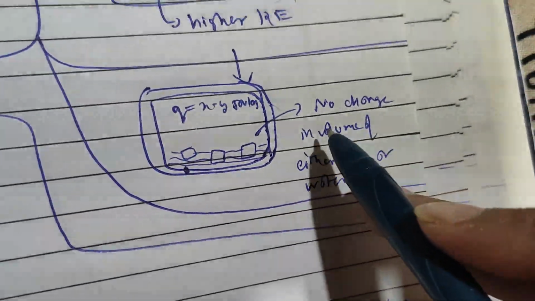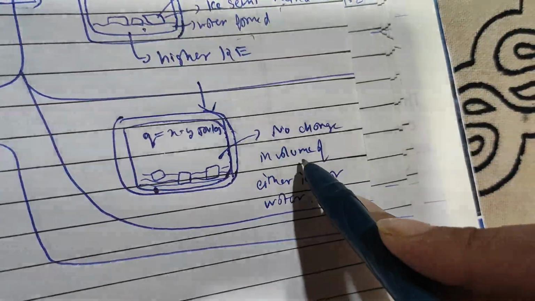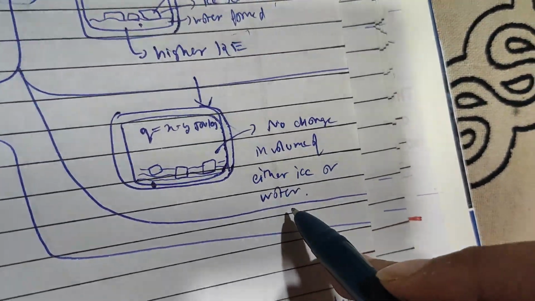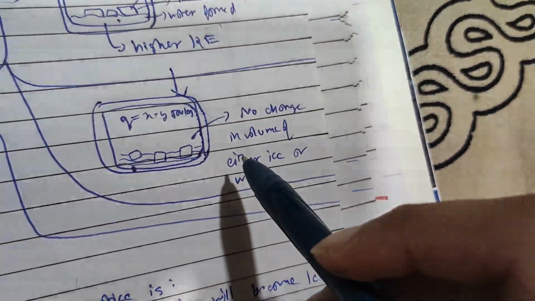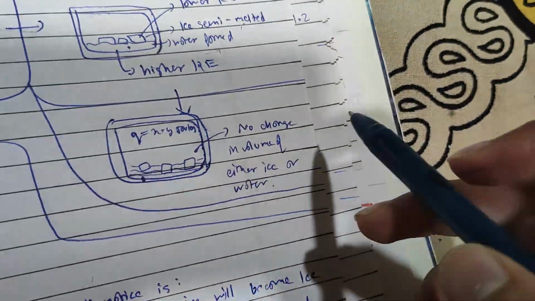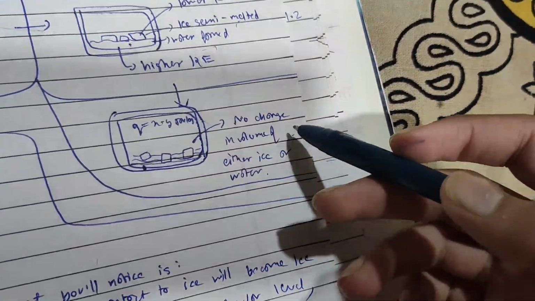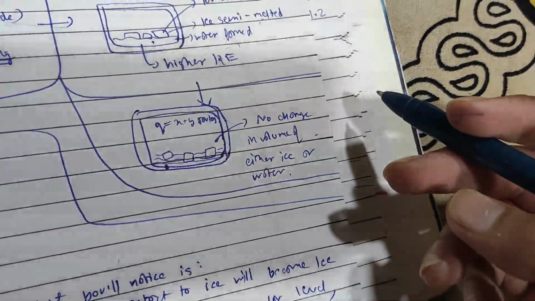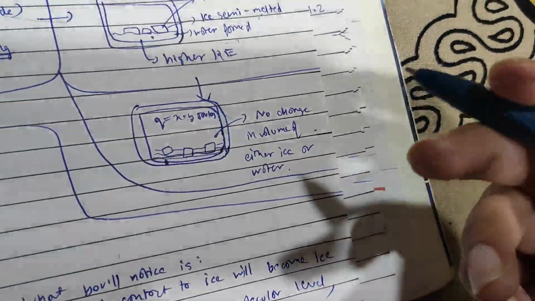Okay, so after some time you will notice that there is no change in volume of either ice or water, meaning you can observe it for days and hope that the ice melts someday, but it will not because there is no leakage. The system has attained equilibrium.